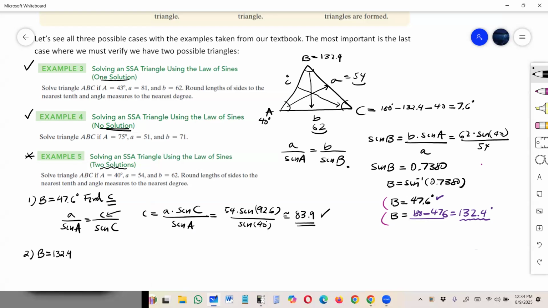Okay. I still have to find C, side C, if C is a small angle, and I'm going to use the exact same thing as I did before. A over sine A equals C over sine C. It's the same ratio. It's exactly the same thing. But now your angle C is no longer this. It's the 7.6.